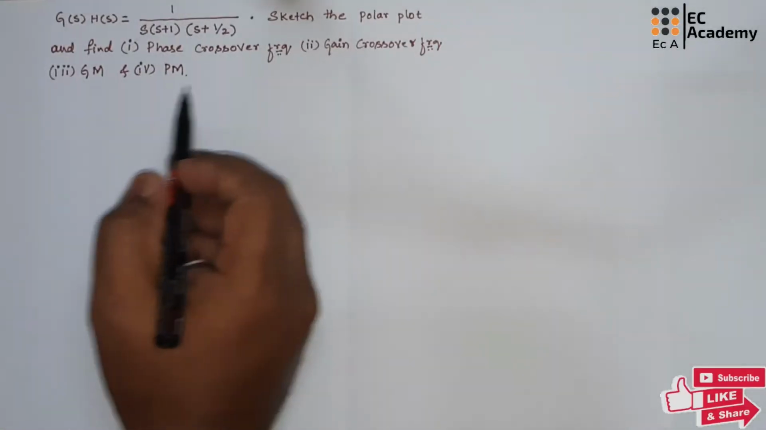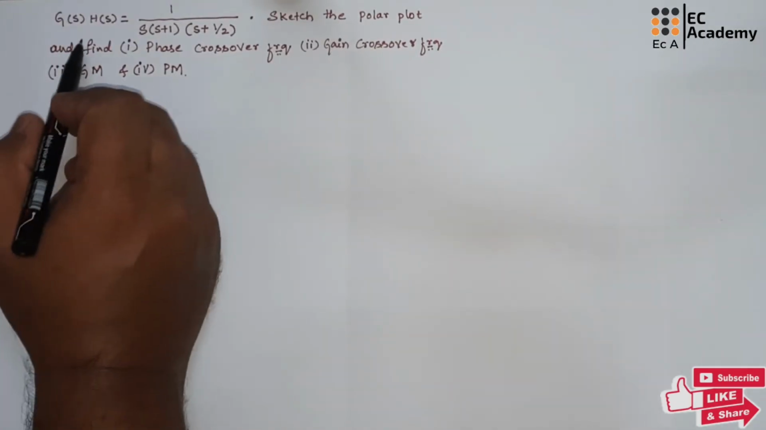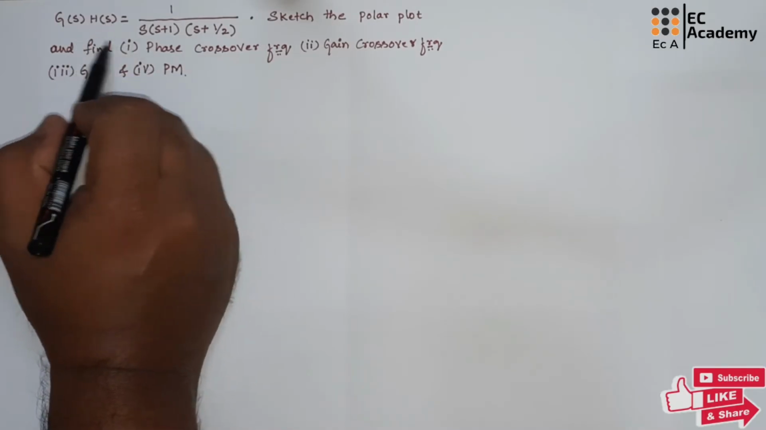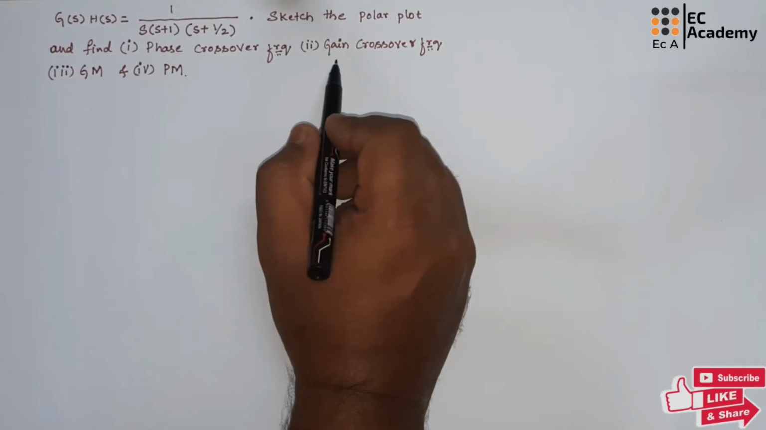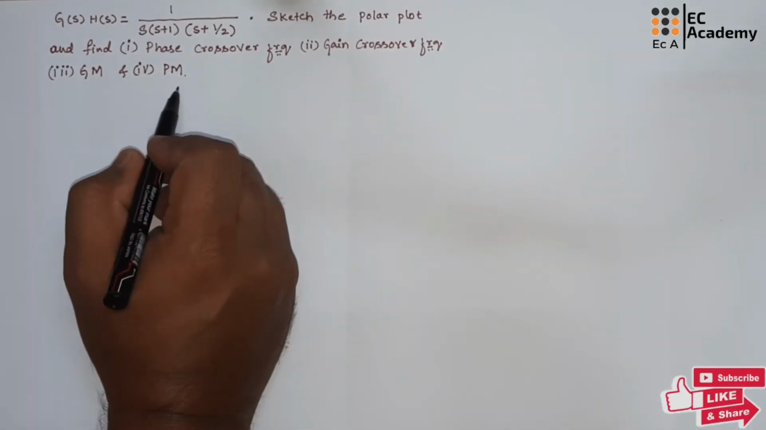In this lecture, let us understand a problem on polar plot. Here, the open loop transfer function of a negative feedback system is given. For this transfer function, we need to find phase crossover frequency, gain crossover frequency, gain margin and phase margin.